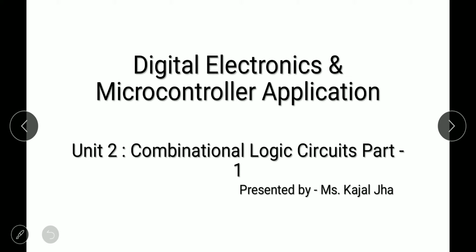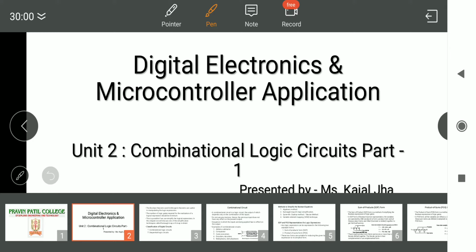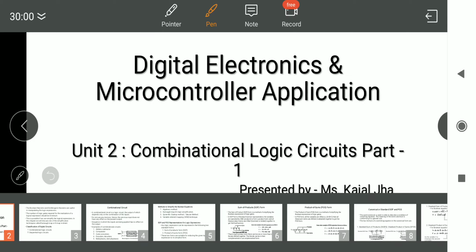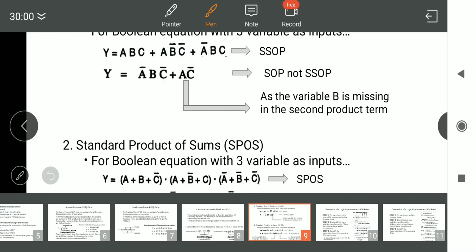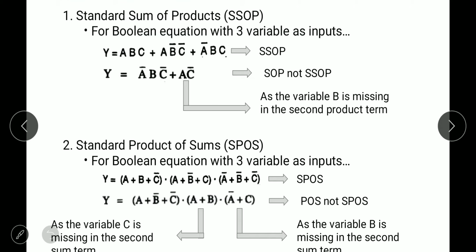So in this video we will discuss the next point, that is how we can convert the SOP canonical form into standard form. So first is the standard sum of products. How can we identify whether a given Boolean expression or equation is standard or canonical?